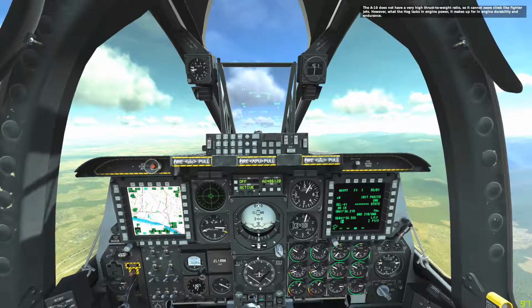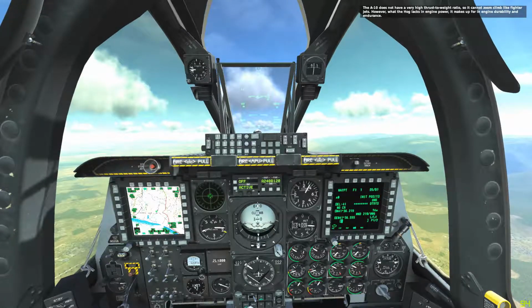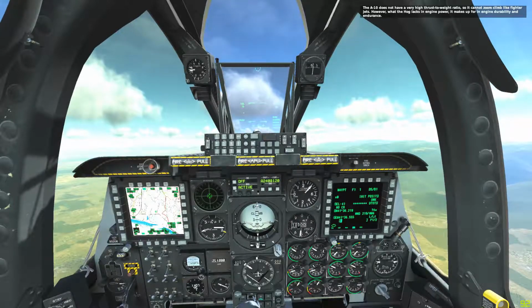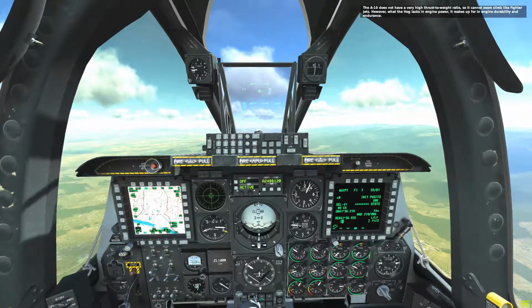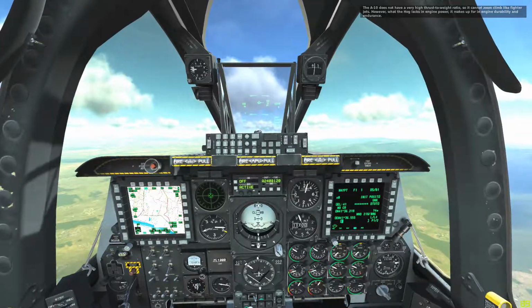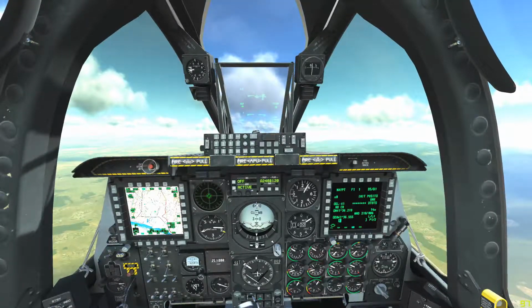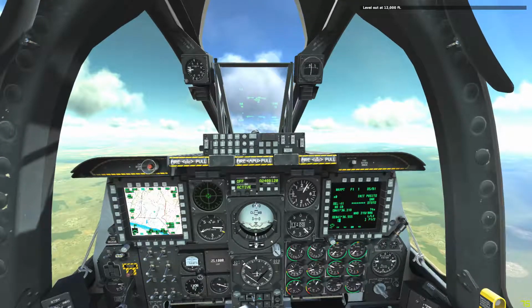The A-10 does not have a very high thrust-to-weight ratio, so cannot zoom climb like fighter jets. However, what the Hawk lacks in engine power, it makes up for in engine durability and endurance. Level out at 12,000 feet.